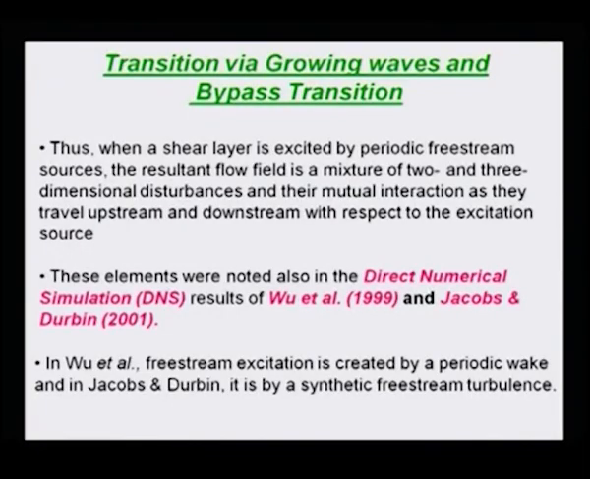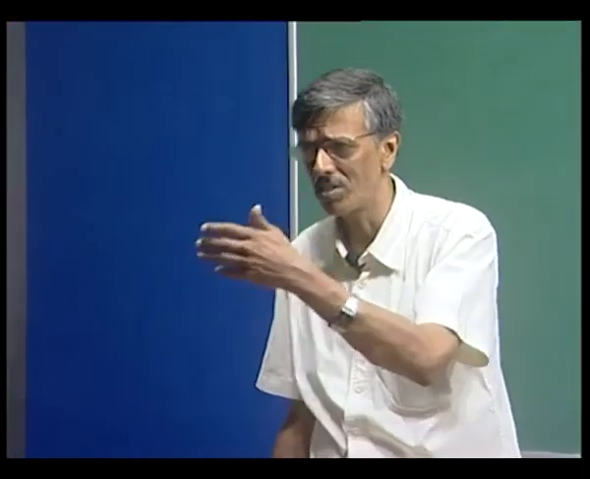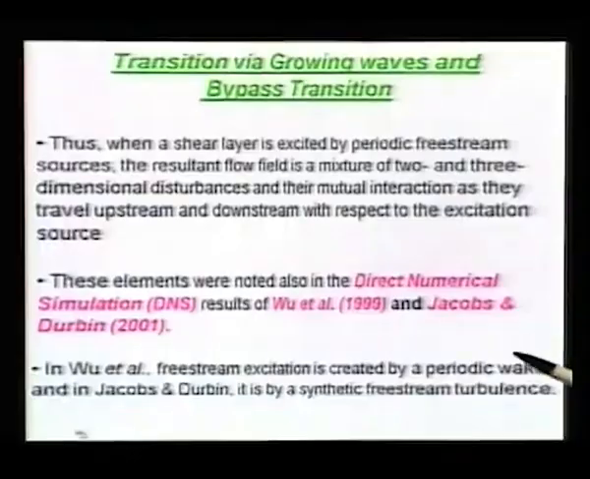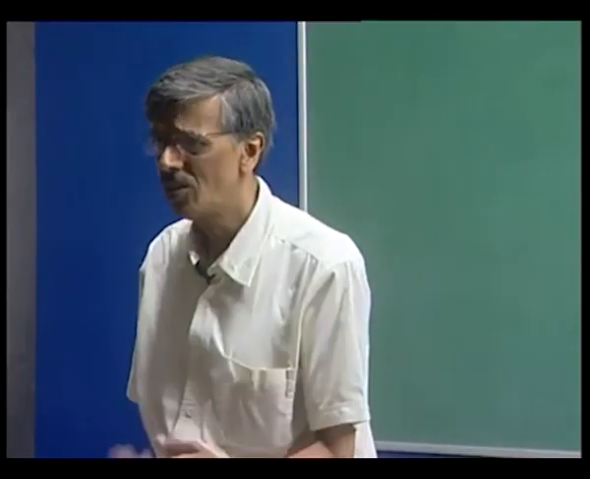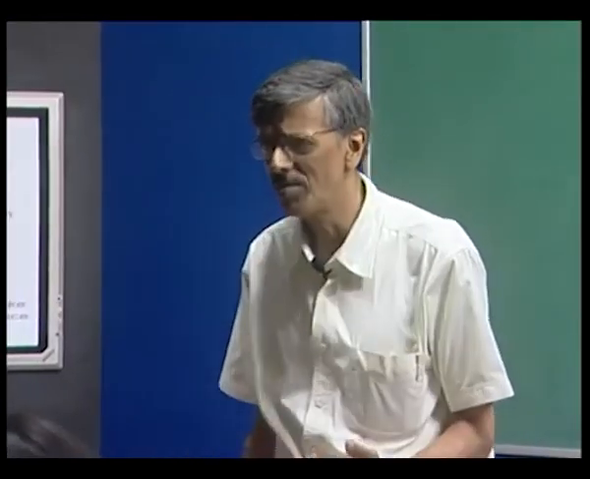What kind of free stream excitation was considered? In Wu et al., it was a periodic wake like what you would see in a turbo machine. Like we talked about the stator-rotor interaction. It is that kind of thing that they talk about. Whereas in Jacobs and Durbin, they created what is called free stream turbulence, they call.